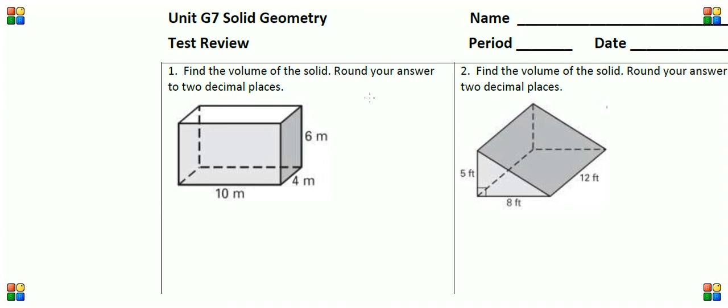Hello class, and welcome to the Unit G7 test review sheet. We're going to start with question number 1, which asks, find the volume of the solid, round your answer to 2 decimal places.